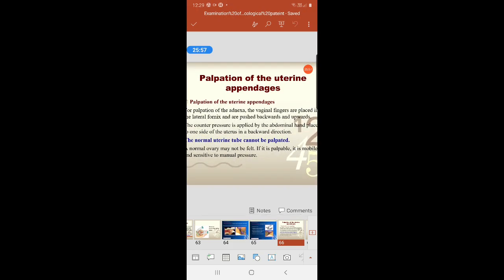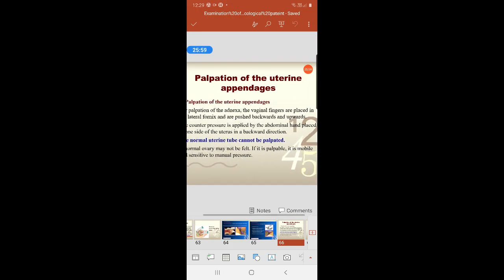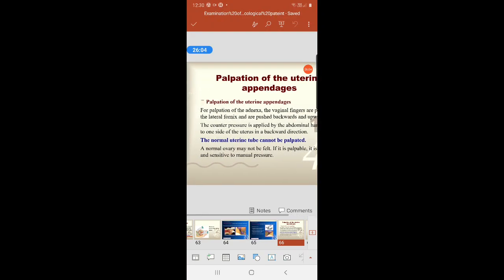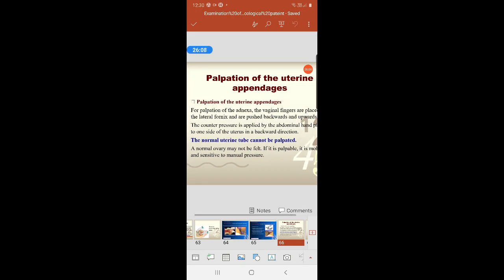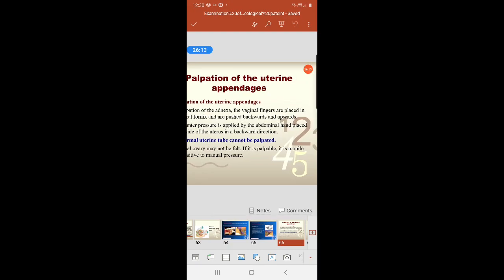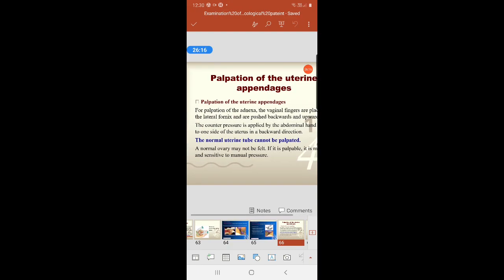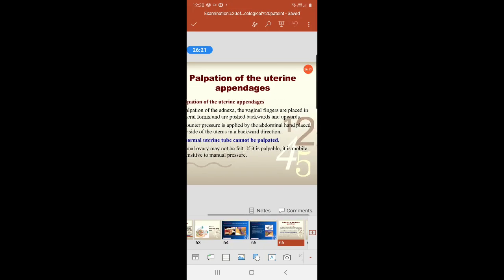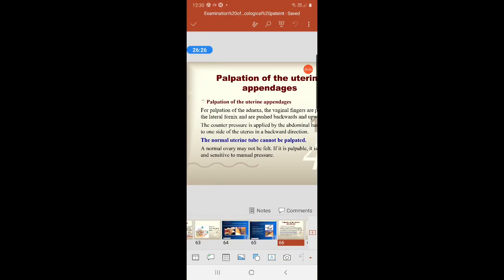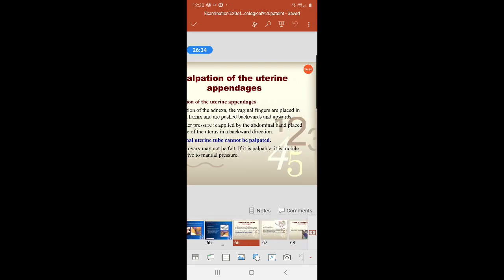Next is about the palpation of the uterine appendages, the palpation of the adnexa. The vaginal fingers are placed in the lateral fornix and are pushed backwards and upwards. The counter pressure is applied by the abdominal hand placed to one side of the uterus in a backward direction. The normal uterine tube cannot be palpated. A normal ovary may not be felt. If it is palpable, it is mobile and sensitive to manual pressure. Usually we cannot palpate the tubes and the ovaries from the lateral fornices unless there is any pathology.